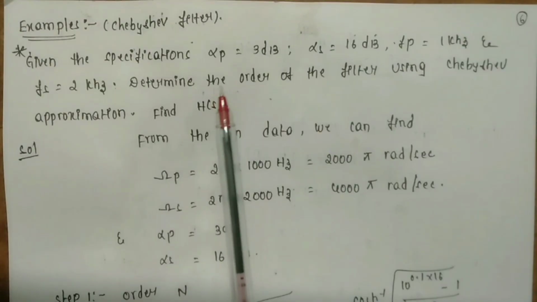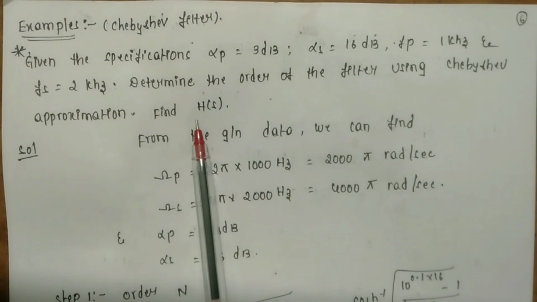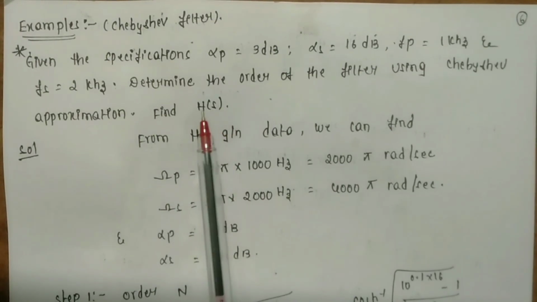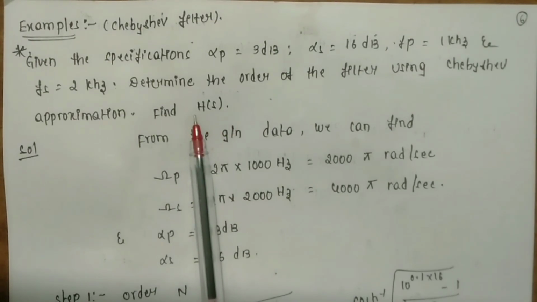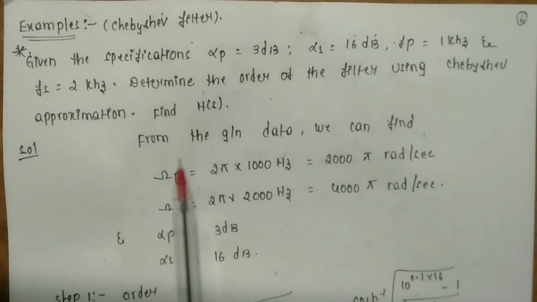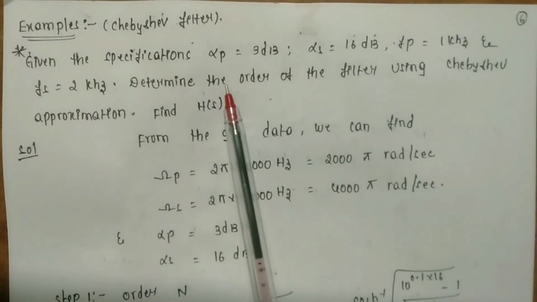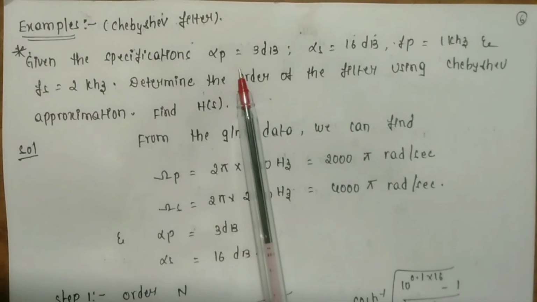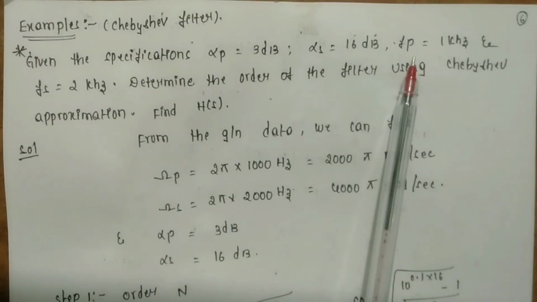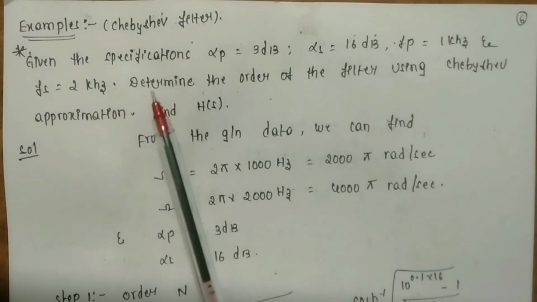So he is asking us to find the order as well as the H of s. H of s is nothing but the transfer function. So deriving the H of s is also nothing but designing the filter. Okay, now once again let me recall whatever data has been given. He has given alpha p, which means attenuation in pass band, attenuation in stop band, and the frequencies: pass band frequency is 1 kilohertz and fs is equal to 2 kilohertz.